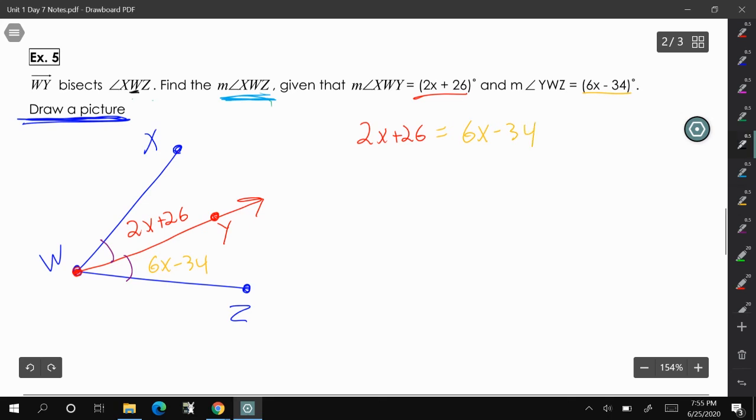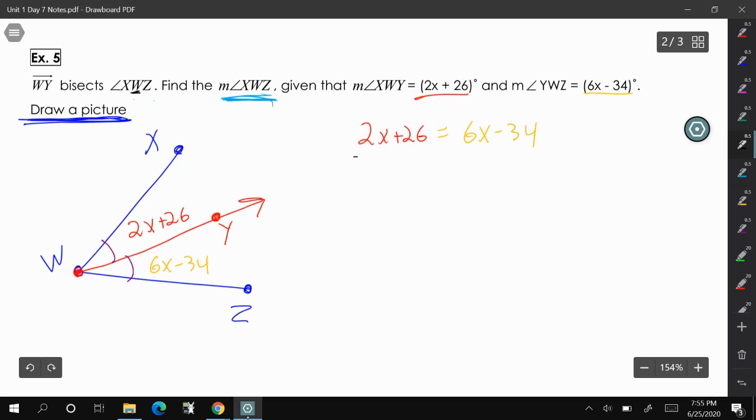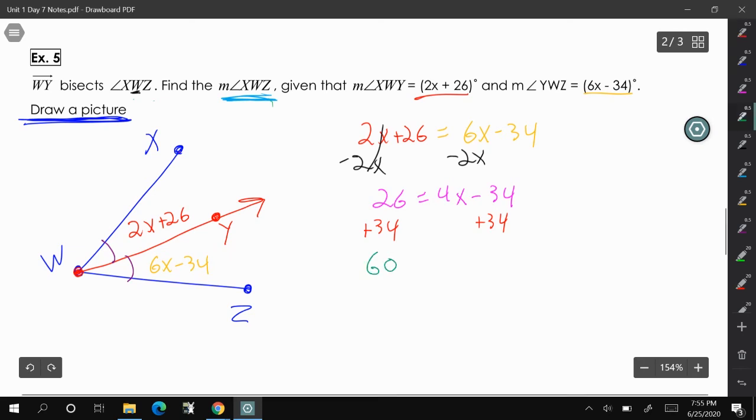So then we can solve this. We're going to subtract 2x from both sides. We get 26 equals 4x minus 34. Plus 34, plus 34. So then we get 60 is equal to 4x. Then we divide both sides by 4. X is equal to 15.